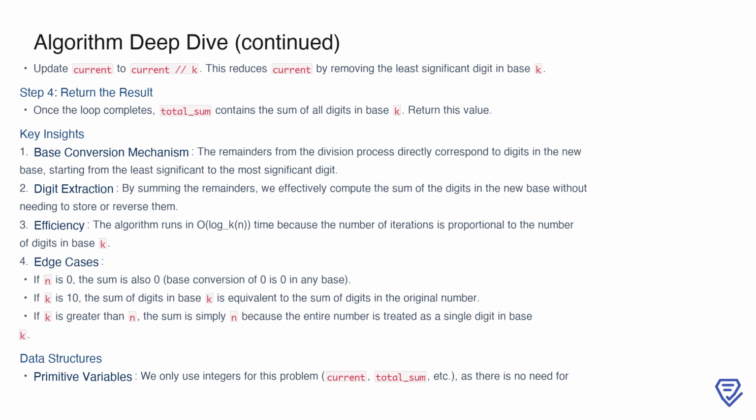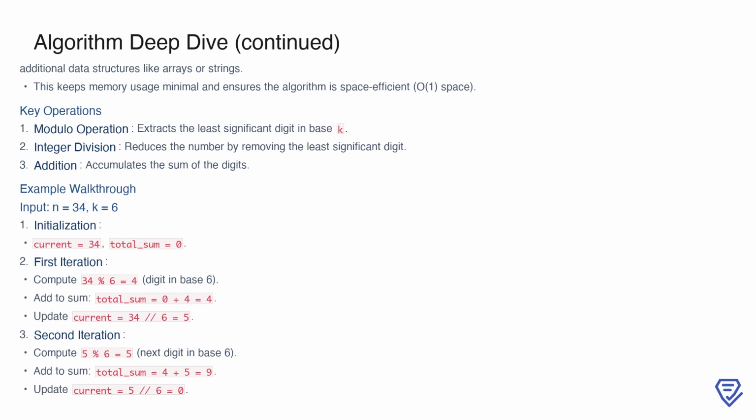The efficiency of the algorithm is notable. It runs in log_k(n) time because the number of iterations corresponds to the number of digits in the base K representation. Additionally, the algorithm gracefully handles edge cases, such as when n is 0 or when k equals 10, and operates correctly even if k is larger than n. The algorithm is also extremely space efficient, as it relies solely on primitive variables like integers. This simplicity means we avoid using additional data structures, such as arrays or strings, to store intermediate results.